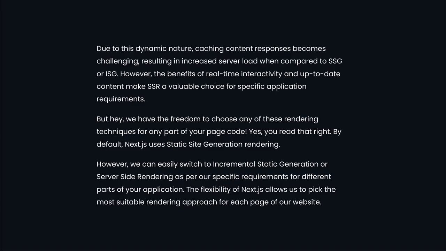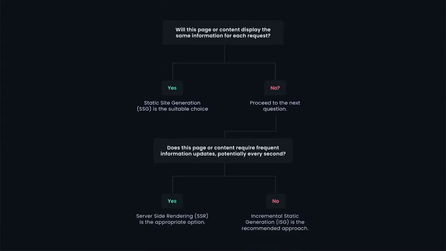Okay, but when do we use each method? Well, we have to ask ourselves a couple of questions. First, will this page or content display the same information for each request? If the answer is yes, we use static site generation or SSG. If the answer is no, let's proceed to the next question. Does this page or content require frequent information updates, potentially every second? If the answer is yes, we use SSR or server-side rendering. If the answer is no, we use incremental static generation or ISG.